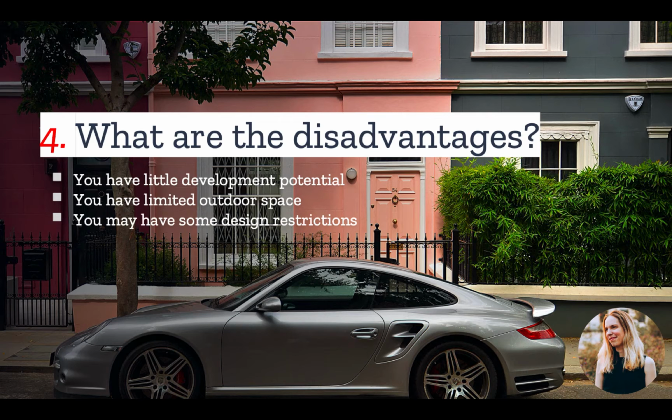Depending on the type of zero lot line home, you may have some design restrictions. For example, you may not be able to install windows or air vents on one side of the home. And finally, you may hear more noise in a zero lot line home compared with a detached single-family residence. Having said this, they do still tend to provide more privacy than apartments or condos.